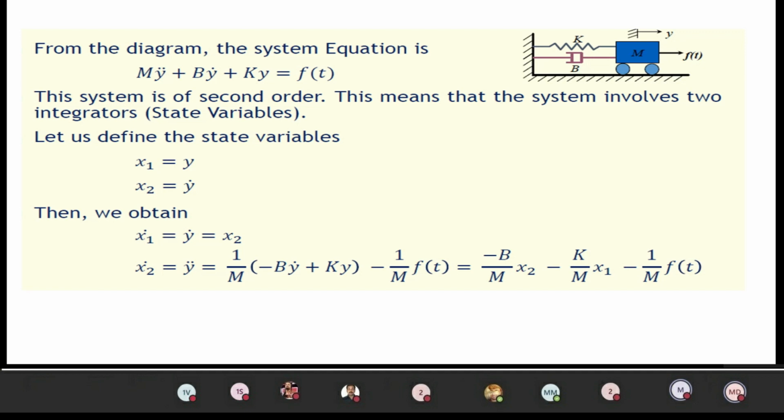It's very simple. The mechanical system consists of one mass, one spring and a dashpot. The output of the mechanical system is y, and the input is f of t. By looking at the mechanical system, you can write the differential equation, which is m d square y divided by dt square plus b dy divided by dt plus k y, equal to f of t.